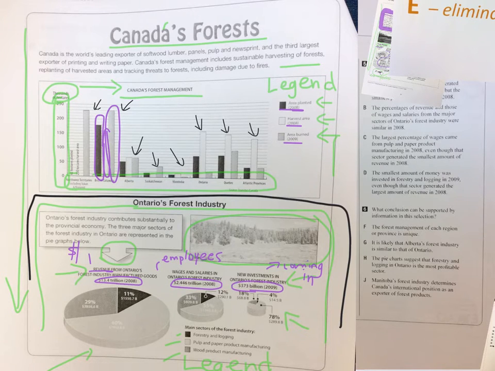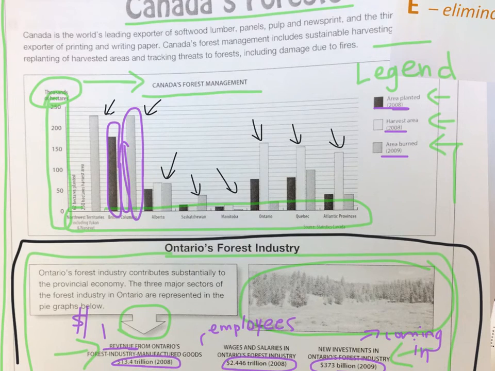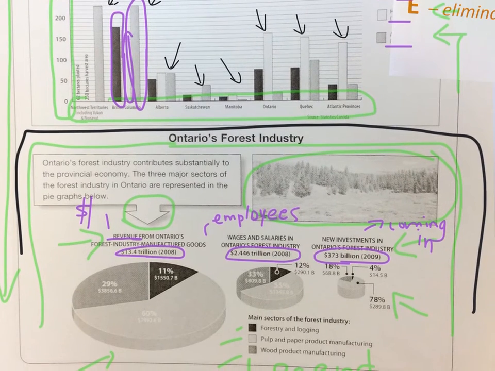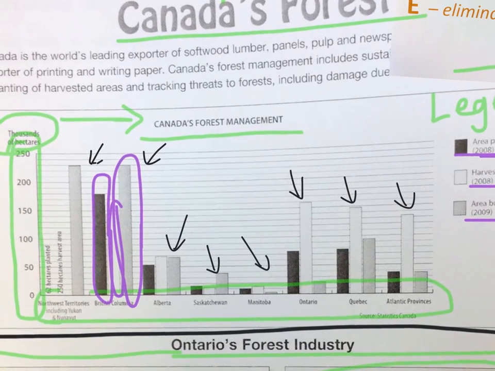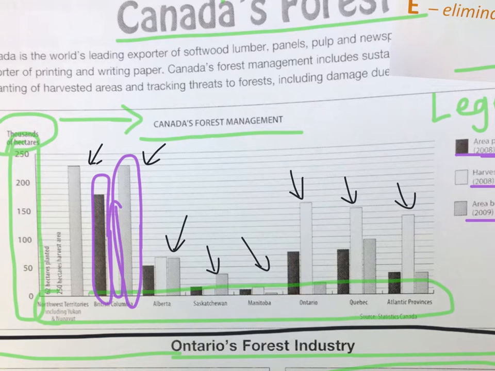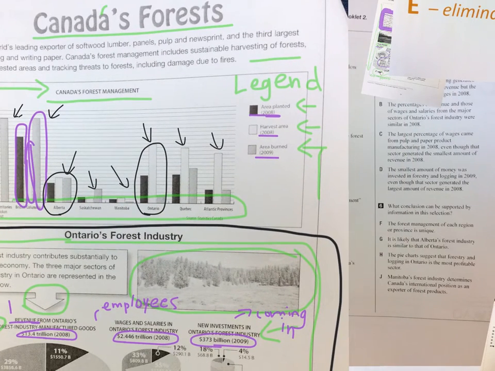G, it is likely that Alberta's forest industry is similar to that of Ontario. Again, when we look at the page itself, we want to compare Alberta and Ontario. The bottom is only Ontario, so we're going to go back to the top of the page and look. Let's see Alberta. Alberta and Ontario, are they the same? If we look at this bar graph in comparison to Ontario's, we see that they don't really look similar at all in any of the categories, so we can't conclude that they are the same, which means that we finally can eliminate an answer. What we're going to do is cross off G. That is not the answer we're going to use for this.